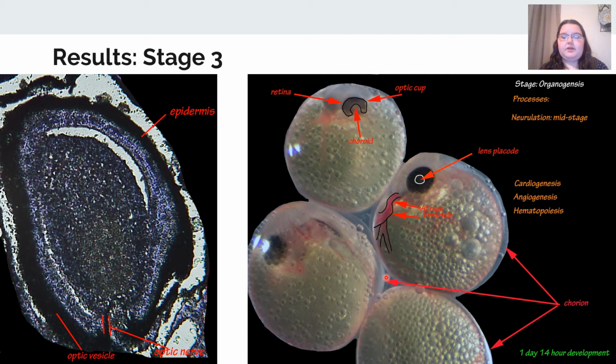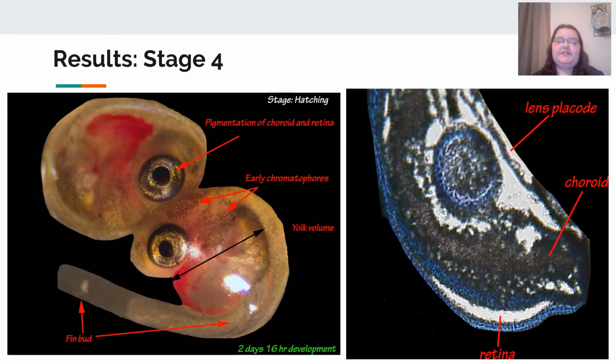And then the chorion is also present, which is a protective layer around the embryos, and this just prevents anything from entering the embryos that should not be there. So the fourth stage of development is the hatching stage, and this is when the embryos enter the maternal brood pouch. And in this stage, you have pigmentation of the choroid and retina.